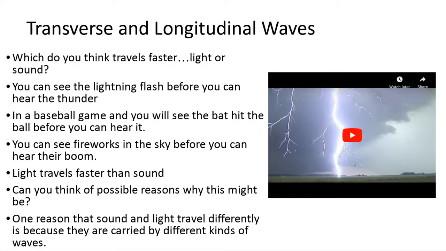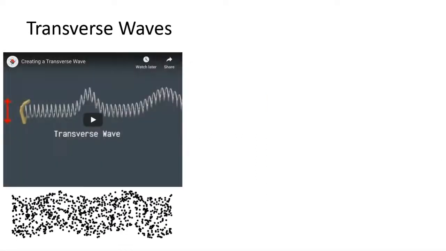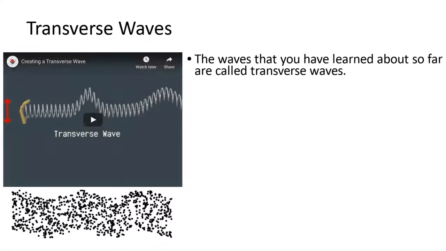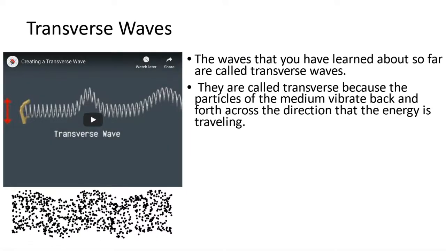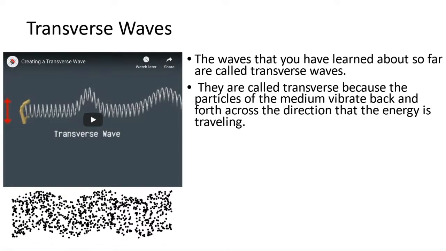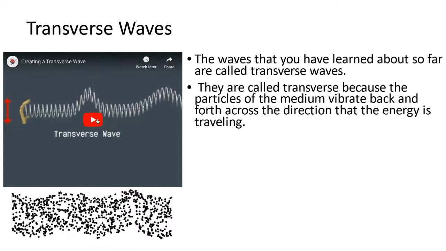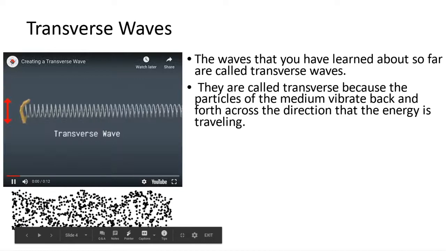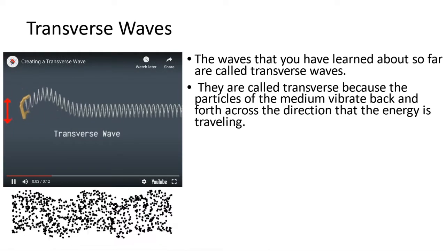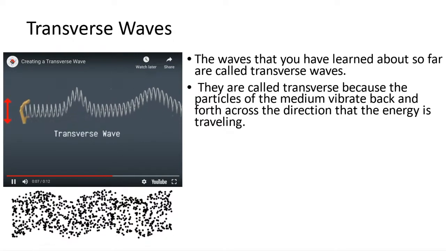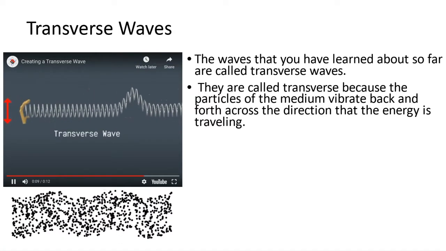Well, one reason that sound and light travel differently is because they're carried by different kinds of waves. So, transverse waves, we've learned, travel perpendicular to the direction the energy is traveling. So while the energy is traveling from left to right in the video, the actual wave travels up and down while that energy is going from left to right. So the particles move up and down.